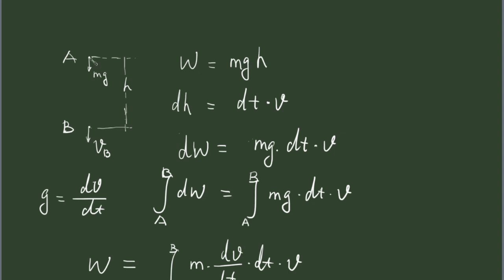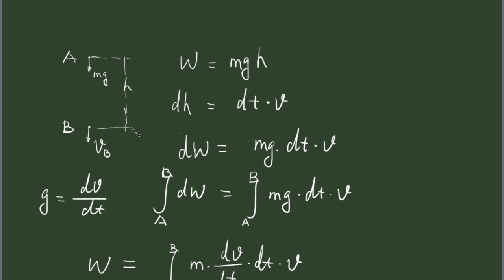This object starts to fall from point A to point B, the height is h. From the starting point, the object is stationary, so Va equals 0, and when it reaches point B, it gains the velocity vb. The height drops from this point to the ground.